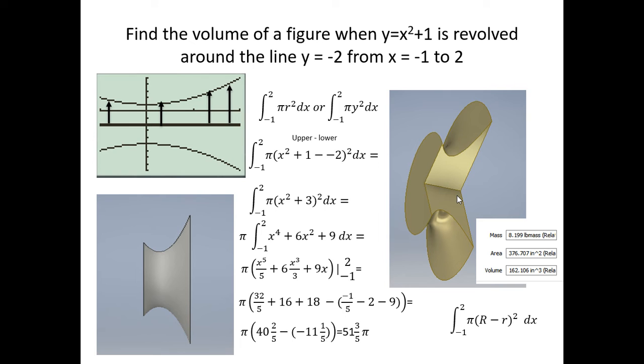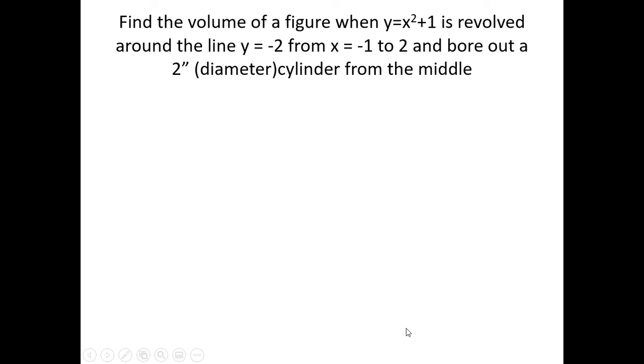162.106. Okay? Just remember, you have to take your big R, which is the outside, minus the axis of rotation. I call that the little r right here. Because you want that total distance to be able to go through. Now, let's go through it again. This one's still revolved around y equals -2. This time we have a hole in the middle of it.